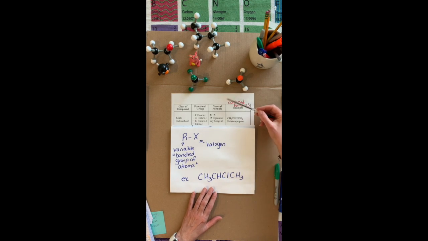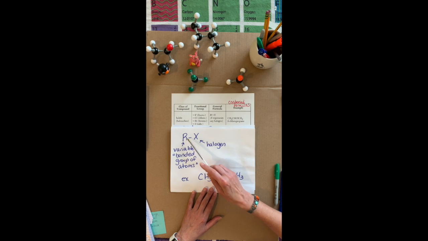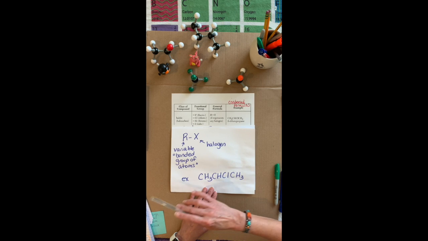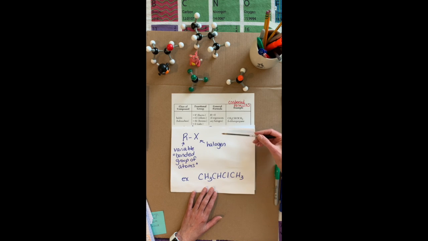A little bit more about this general formula column here. At the bottom of this table, it tells you in fine print that R represents a bonded group of atoms. So this is a variable group. This could be 1 carbon, 2 carbons, 3 carbons, 4 carbons with hydrogens coming off of those carbons. It will vary. What the functional group, though, is for this particular class would be represented by X here. It is one of the halogens, fluoro, chloro, bromo, or iodo.